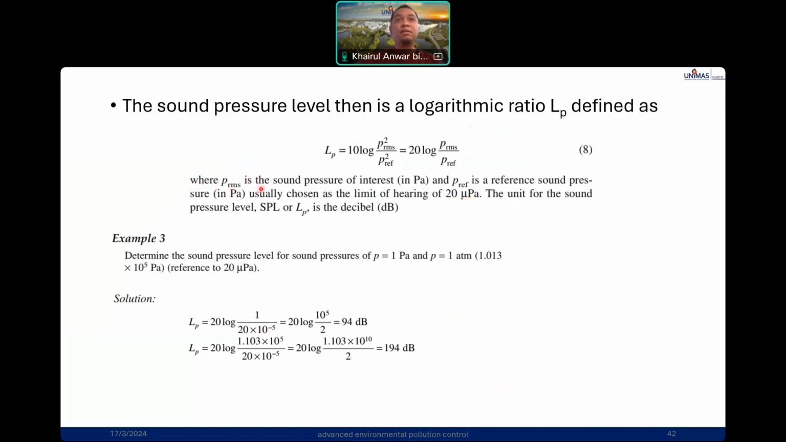So P RMS is the sound pressure of interest. For example, given P equal to 1 Pa, the P RMS is referred to 20 micropascal. The unit for sound pressure level, SPL or Lp, is the decibel.